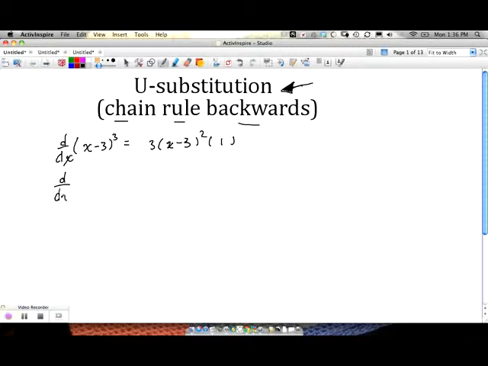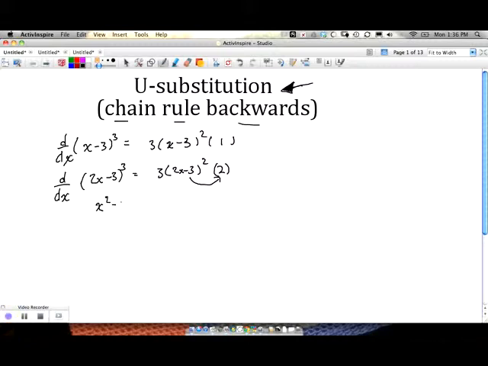Now, if we make this a little more complex, and we're looking at the derivative of (2x minus 3) to the third power, we're still going to have that 3 drop down and the 2 up here. And this time we have the 2x minus 3 inside. But now we're going to have a 2 on the outside because the derivative of 2x minus 3 is 2.